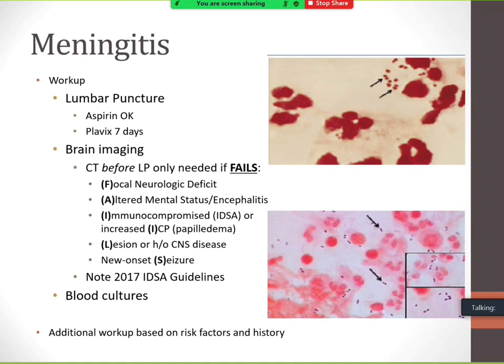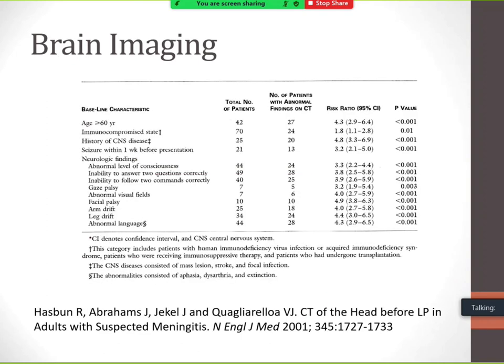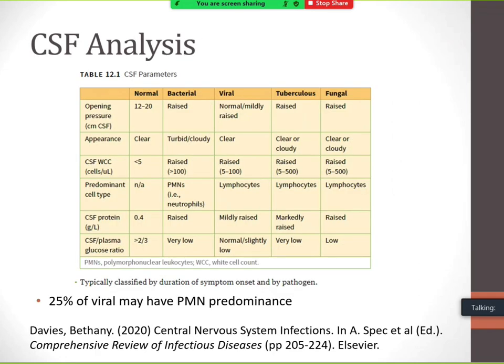And then the additional workup is just kind of based on their risk factors and their history. The reason for getting a CT before lumbar puncture is from a New England Journal article from 2001. That was actually by one of my mentors from fellowship, who looked at which of the patients who had CTs actually had abnormal findings, and what in multivariate analysis was associated with that. So we already talked about them all. We don't have to go through them again, but that's kind of where all this came from. And it was actually incorporated into the IDSA guidelines.